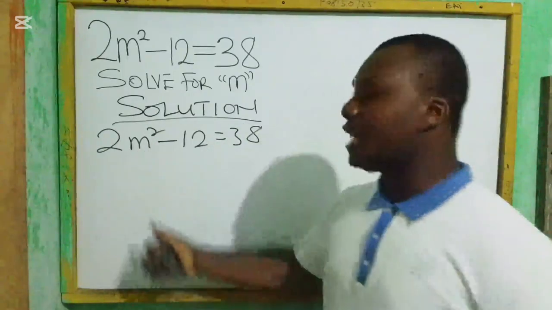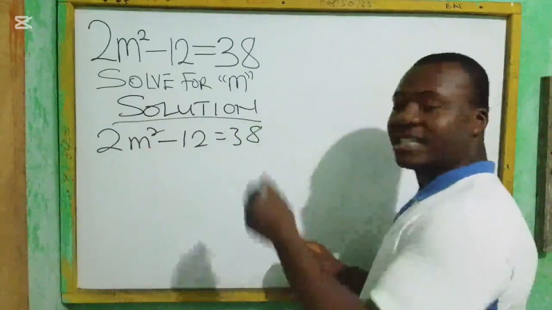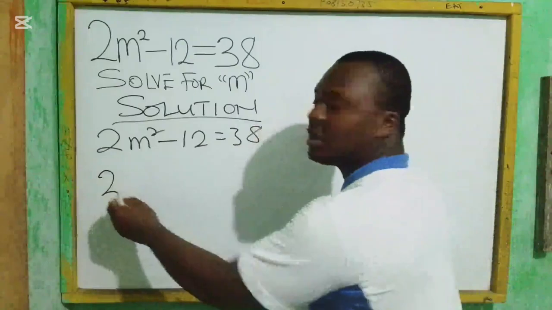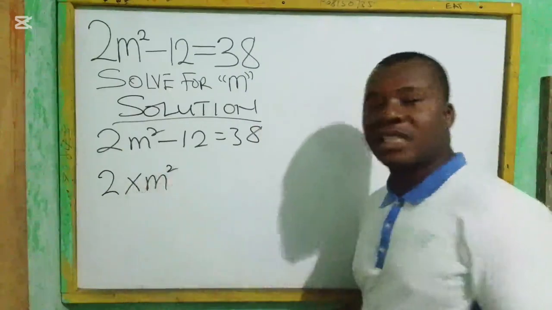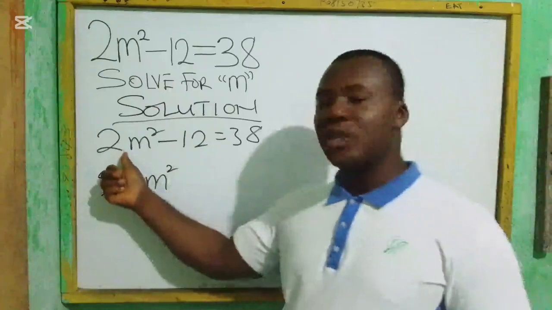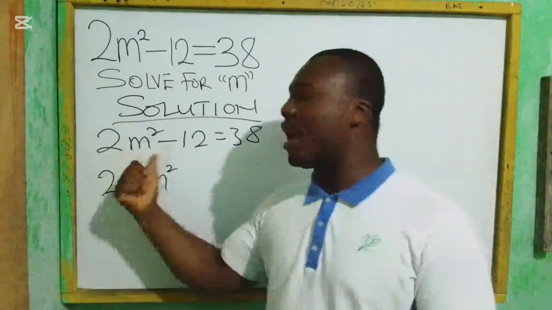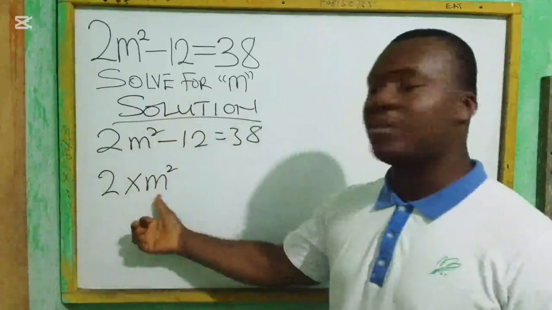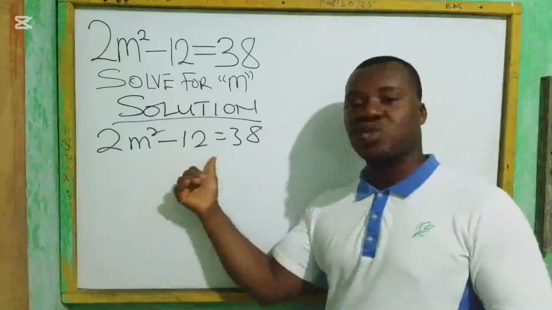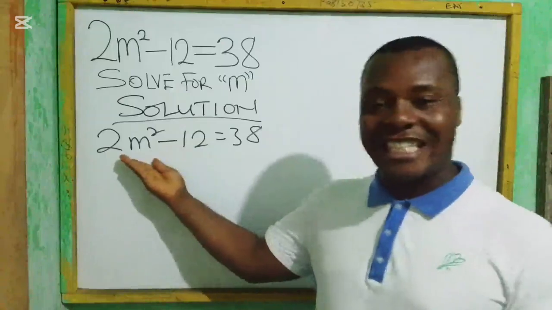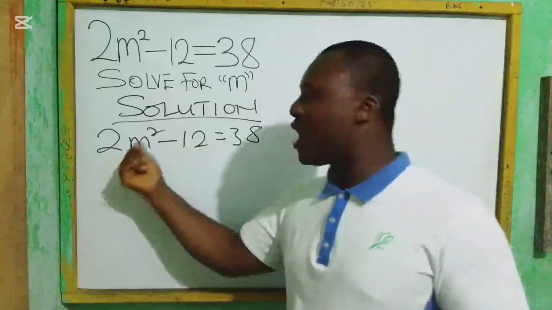Now, this 2m squared, it means it's the same as what? 2 multiplied by what? m squared. So that is the meaning. You are not seeing the multiplication sign in between, but when you see 2m squared, it means 2 multiplied times m squared. Now, we see this minus 12 also. That is also associated with it, subtracting from these 2m squared.